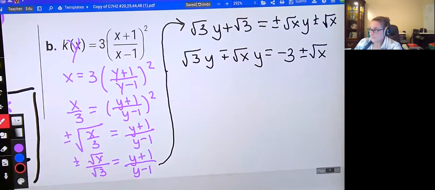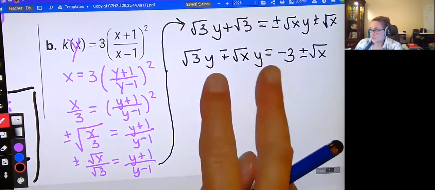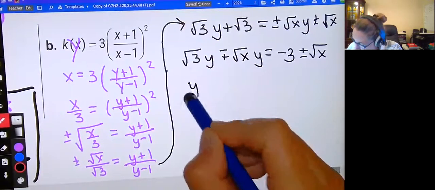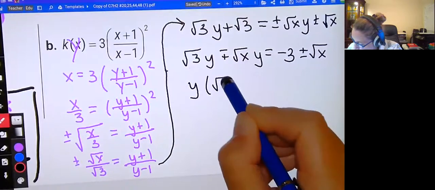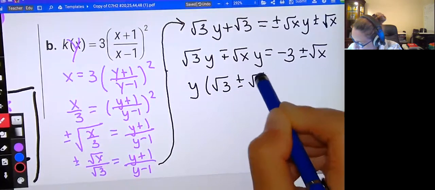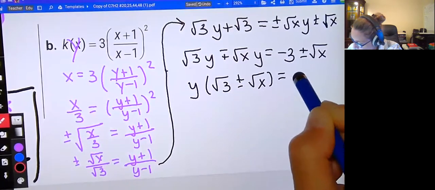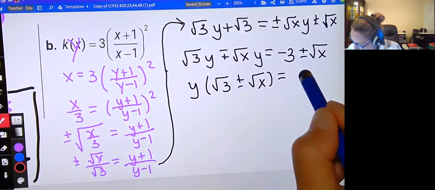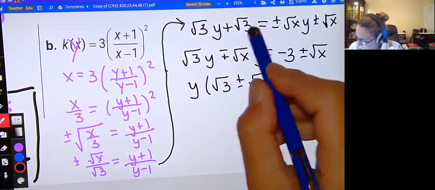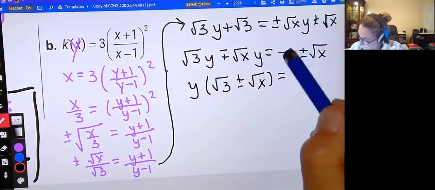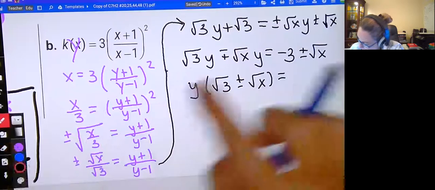Okay, so now I have these y's. So this is going to be y times root 3 plus or minus root x equals, oh, and this was a root 3. It did not become a negative 3. It is still a root 3.